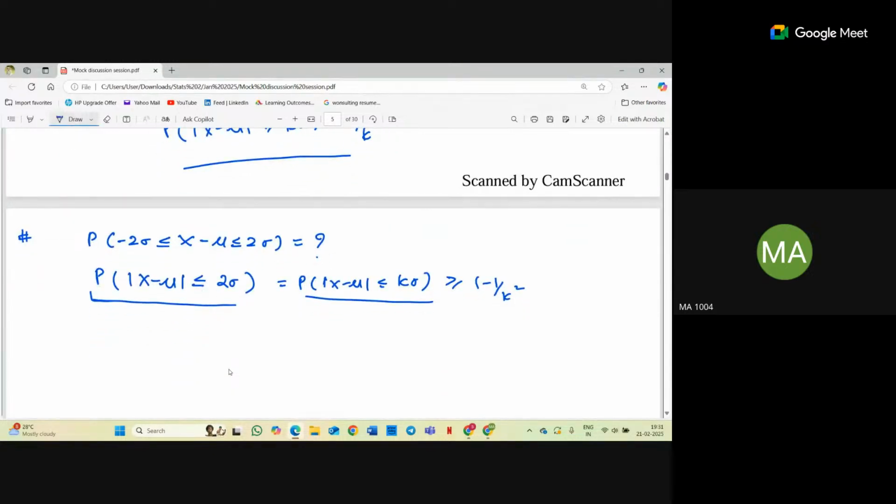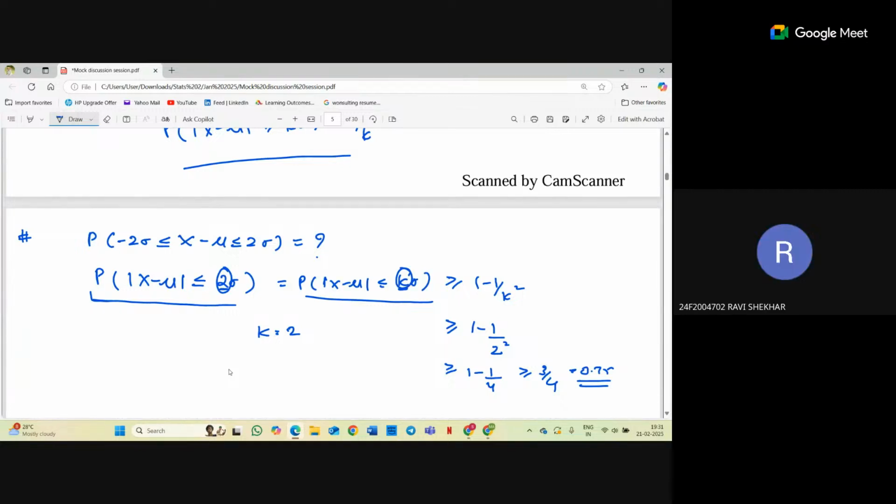Now, if you look here, the value of k is 2. If you compare both of the equations, we are getting the value of k as 2, right? Now, if you put this value of k here, it would be 1 minus 1 by 2 square, which is equal to 1 minus 1 by 4, which will be 3 by 4, which is equal to 0.75. Got it?